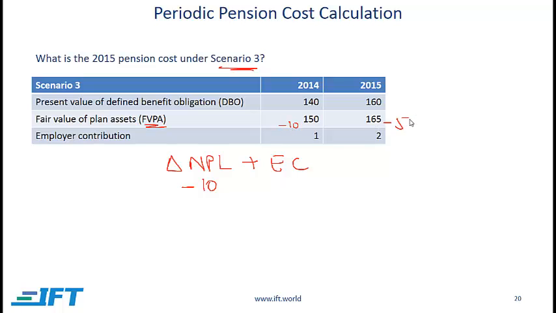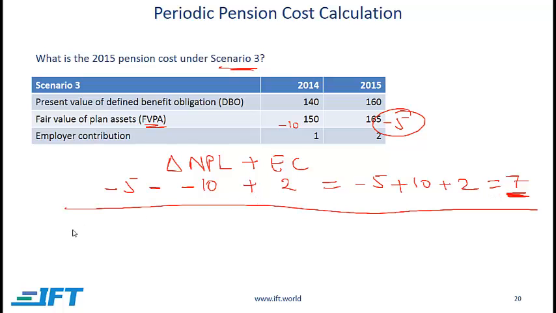The change is the ending value, which is minus 5, minus the beginning value, which is minus 10, plus the employer contribution, which is 2. So we can do our basic mathematics here. Minus 5 minus minus 10, which is plus 10, and then plus 2. This gives us 7. So the total periodic pension cost is 7.